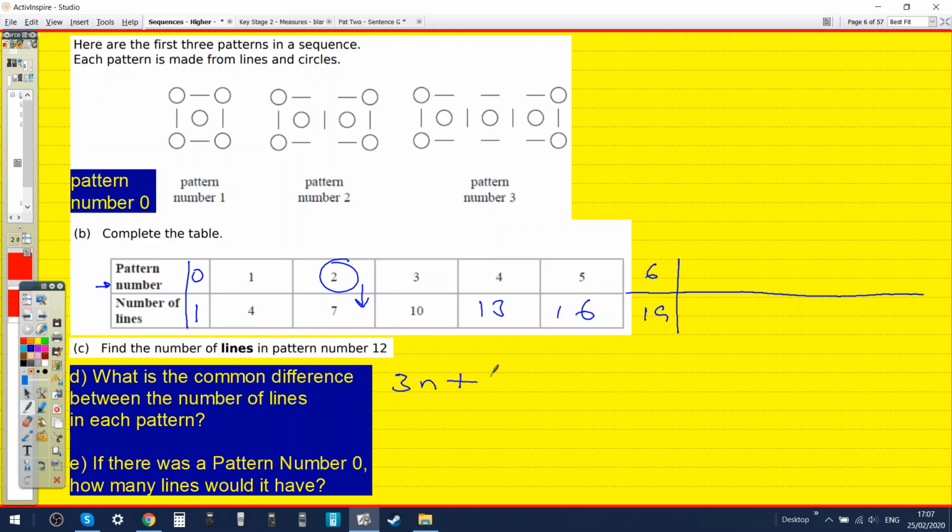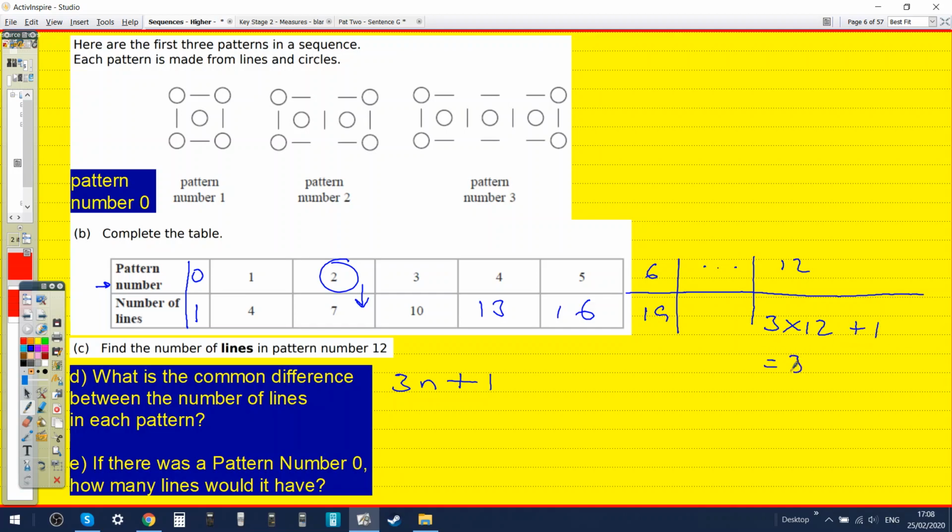And so in general, it's 3n plus 1. So that means you do 3 times the pattern number, add 1. So 3 times 1 plus 1 gives you 4. 3 times 2 plus 1 gives you 7. 3 times 3 plus 1 gives you 10. How would you get pattern number 12? 3 times 12, which is 36. Add 1, which is 37.